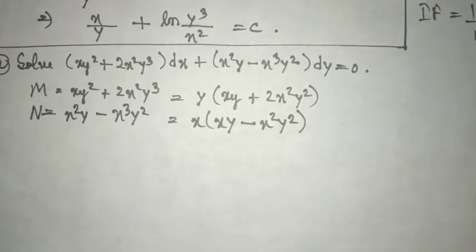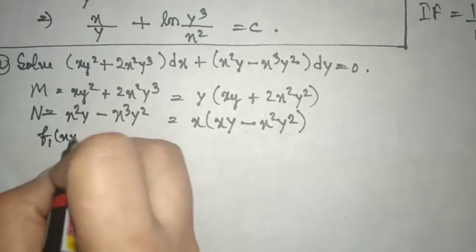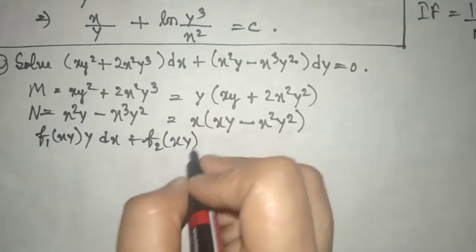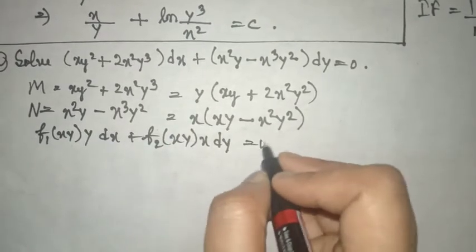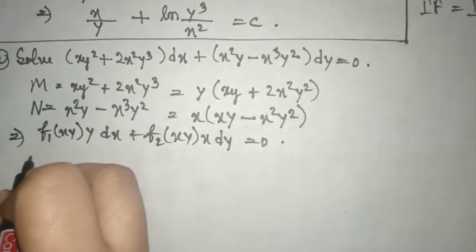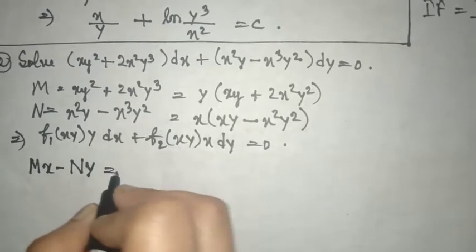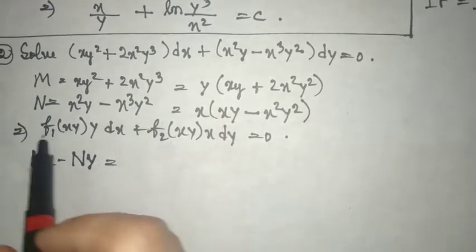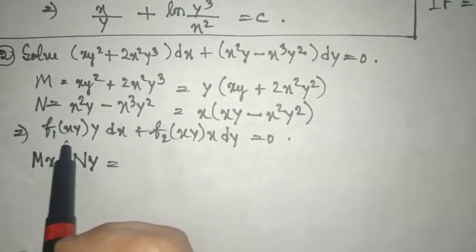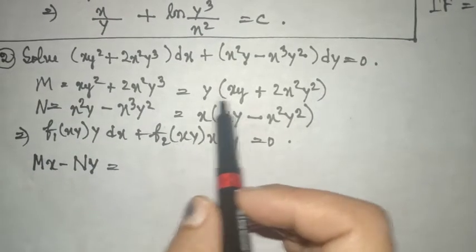From here let us take x common, then this reduces to xy minus x square y square, isn't it? So we can see that this is in the form f1(xy) into y dx plus f2(xy) into x dy is equals to 0. Alright, this is in this form. Now we will find mx minus ny. If any differential equation is in this form, either it will be directly given in this form, or you need to reduce it to this form by taking y and x common out of it.